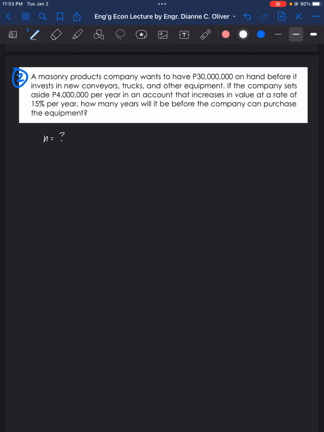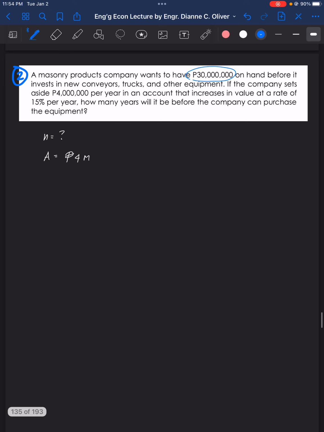So what is the given here? We have the 30 million pesos. And the question here is, is that future or present? The company wants to have 30 million pesos on hand before it invests in new conveyor trucks and other equipment. And it says in the problem, the company sets aside 4 million pesos per year. So it's obvious that we have an annual savings of 4 million pesos per year in order to have 30 million pesos. So the 30 million pesos here is actually a future worth.